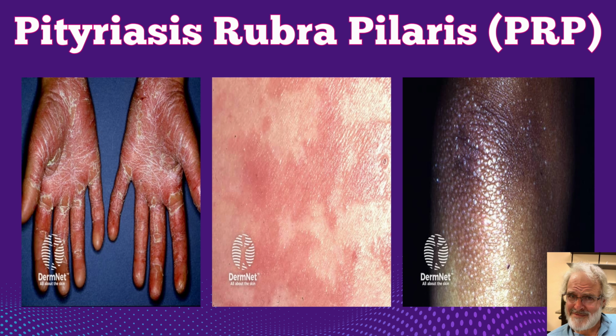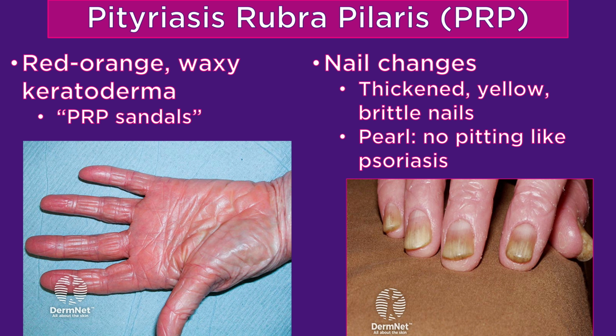Patients can also have a red-orange waxy keratoderma, with keratoderma meaning that they have thick hyperkeratosis of the skin that appears as excessive scaliness and fissuring of the palms and soles. When this occurs on the feet, some people refer to it as PRP sandals. Like psoriasis, PRP patients can also have nail changes such as thickened yellow brittle nails, but unlike psoriasis, PRP patients rarely get pitting in their nails, so that's a nice clinical pearl to remember. We will go over more of these clinical pearls in the erythroderma episode as well.